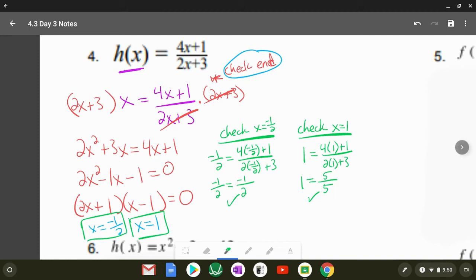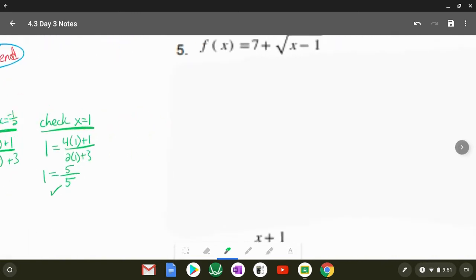Just be careful as you're checking. Make sure you're very careful with the negatives and the fractions. You don't want to do all the work right and then accidentally not check it, and one of them is an extraneous solution, or check it but make a mistake and you accidentally cancel out one that is a real solution. All right, moving on to number 5.